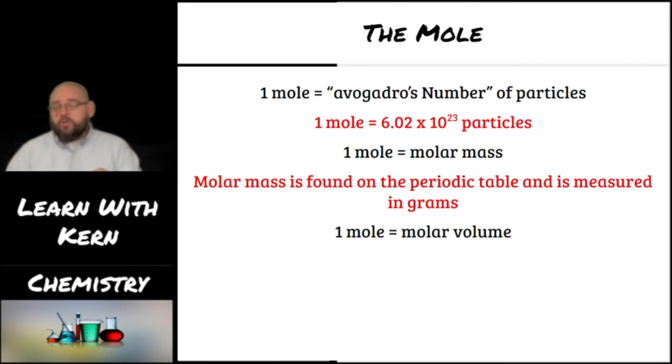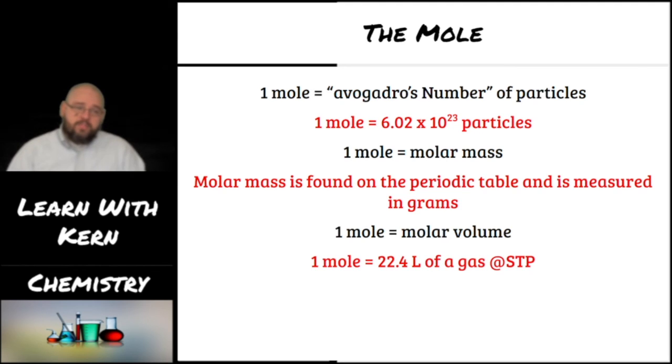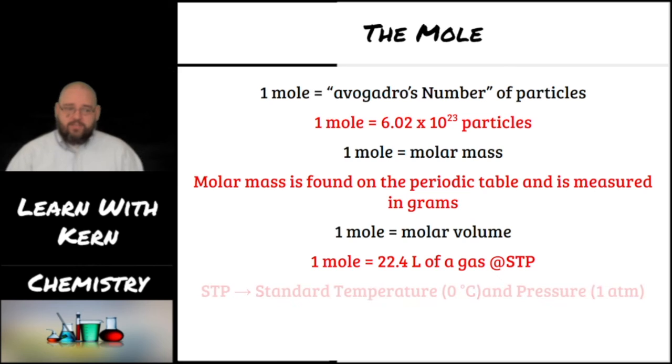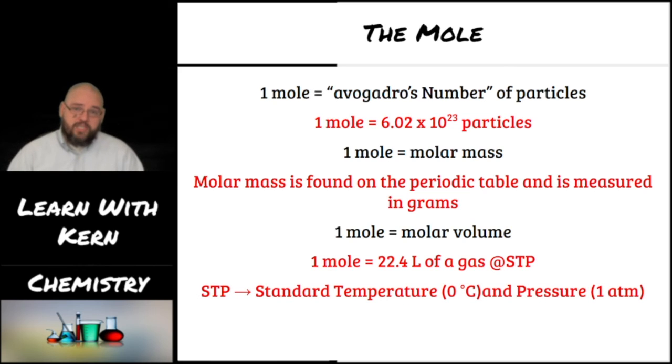And 1 mole is also equal to your molar volume. So what is molar volume? The molar volume says 1 mole of any gas is 22.4 liters at STP. So what is STP, you ask? STP stands for standard temperature and pressure. And the standard temperature is defined as 0 degrees Celsius, and the standard pressure is 1 atmosphere.